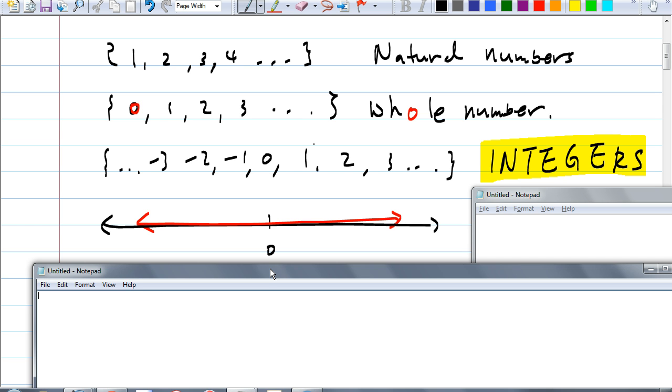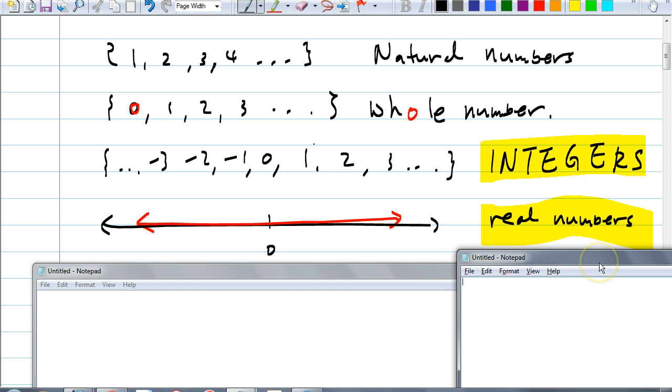Rational numbers? Actually, no. It's rational numbers plus all the other numbers that are not rational, called irrational. Real numbers is correct. So every number on the number line, when we're referring to these numbers, we say these are real numbers. Okay, so write that down.